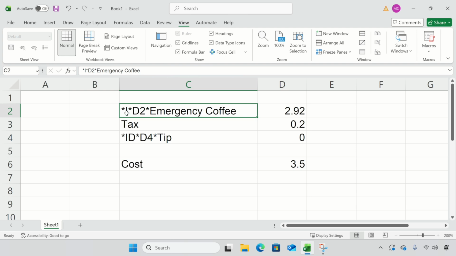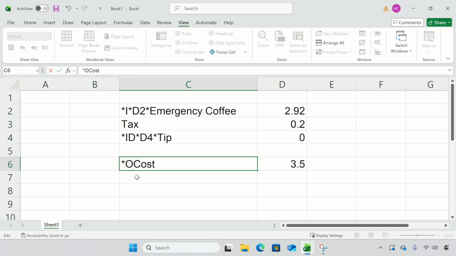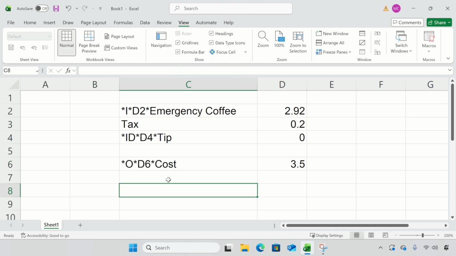Tax stays constant, because the government, unlike floating point numbers, rarely surprises us mid-calculation. And the output, the cost, gets star O star D6 star, output at D6. We now have input, price, constant, tax, input with default, tip, output, total cost. And those tiny tags are all Codcel needs to convert this spreadsheet into real Visual Basic code.